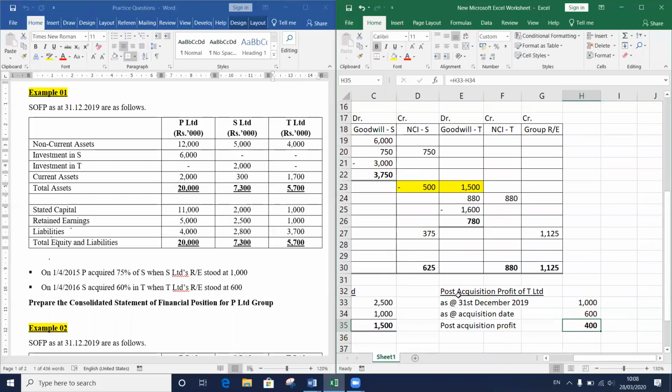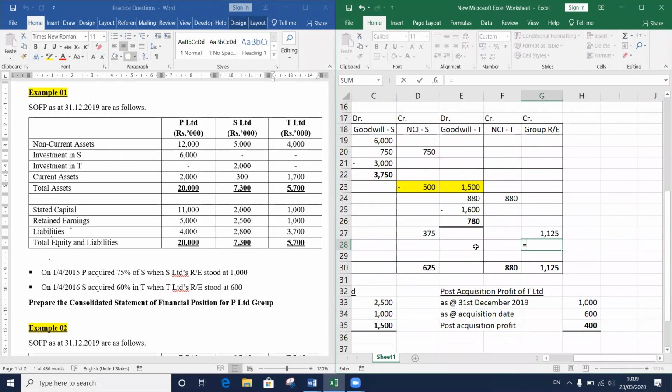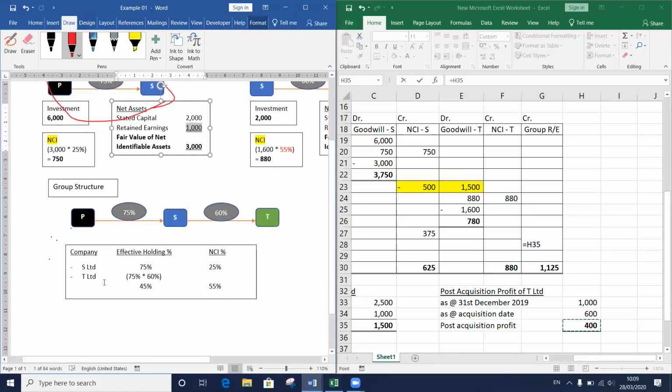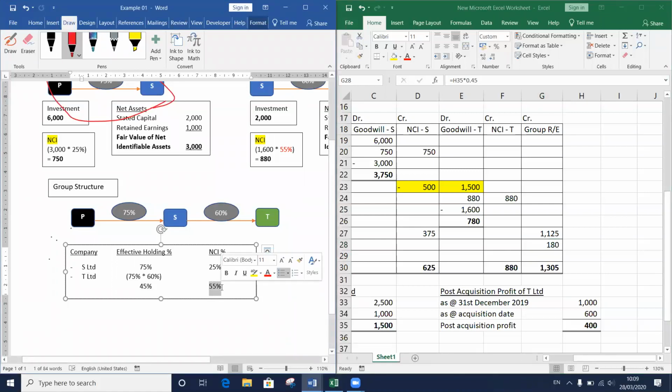It has earned a profit of 400 since we acquired it. How much of this can we account for in our accounts? Out of this 400, what is the percentage belonging to us? Here there is no talk of S Limited. What is our effective holding percentage? 45%. We effectively control 45% of T Limited, which means we need to account for 45% of this, that is 180. The rest, the 55%, to whom should it go?